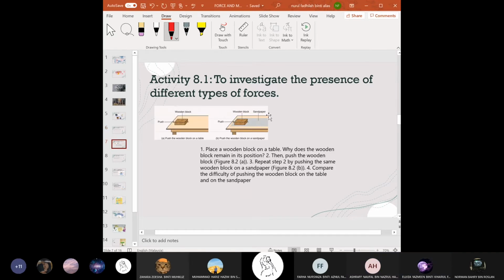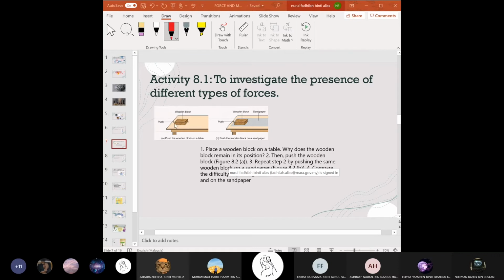Okay, next. So this situation, what is the situation? Place a wooden block on a table. Now, this is the diagram. This is a wooden block. Okay. Why does the wooden block remain in its position?